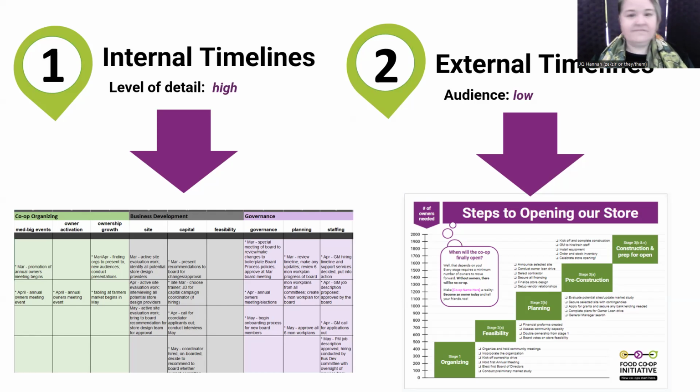Who's the audience? Core organizers or everyone with a stake in the food co-op? The level of detail, very high. Internal timeline is a planning tool, a project management tool. An external timeline is a communications tool, a buy-in creation tool, a we're-on-the-journey-together tool. It is an education tool above all, rather than an organizing-your-work tool.